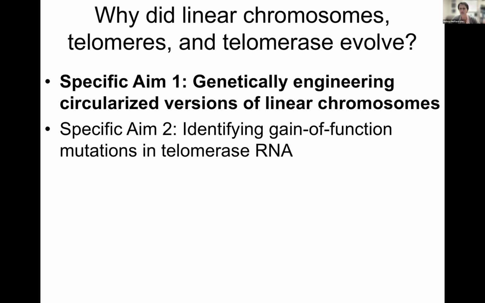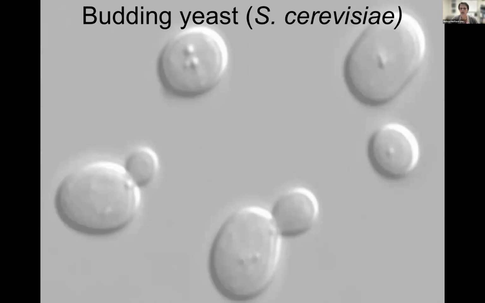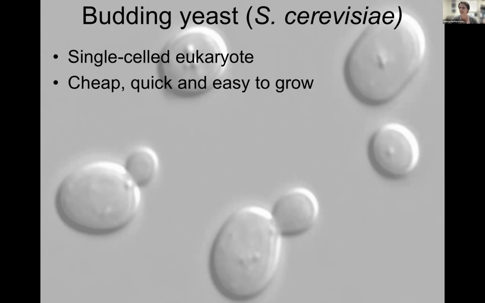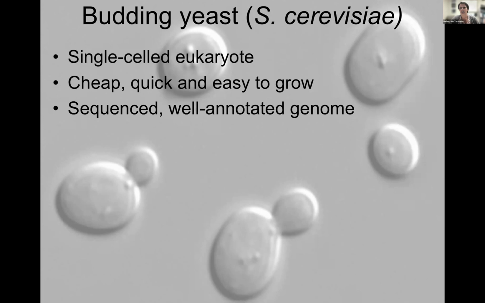I probably won't have time to tell you about our second project, which focuses more on the telomerase enzyme and specifically looking for gain-of-function mutations in the telomerase RNA component. So to do these projects, we take advantage of a very powerful model organism called Saccharomyces cerevisiae, or more commonly called budding yeast. So budding yeast is single-celled, but it is eukaryotic. It is cheap, quick, and easy to grow in the lab. It has a sequenced and very well annotated genome, including in the telomeric and subtelomeric regions. It also has an extensive genetic toolbox of tools that we can use to easily manipulate the genome.